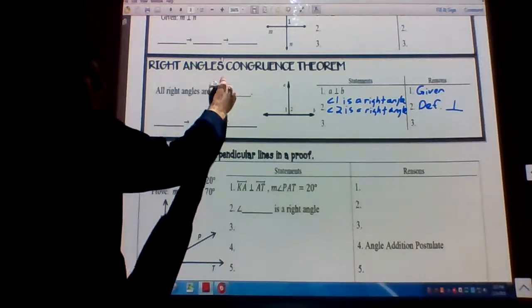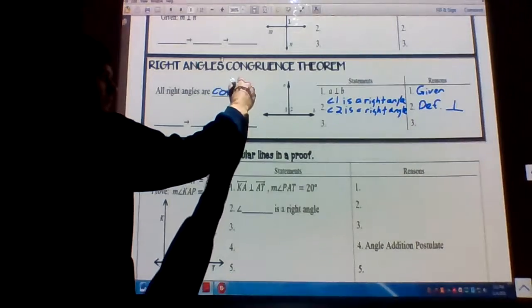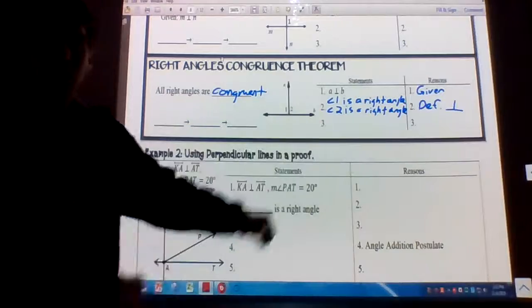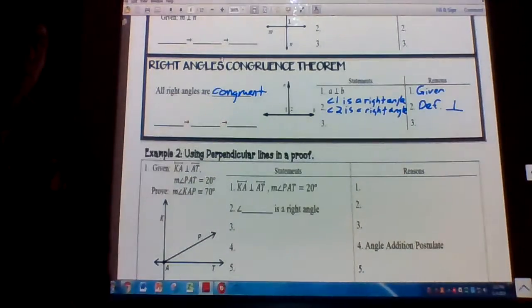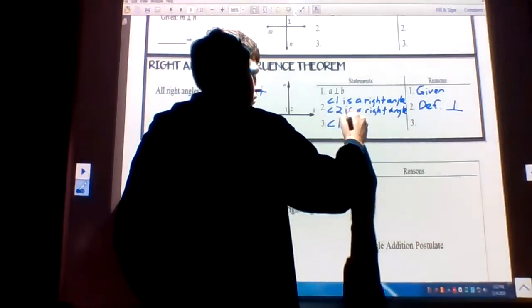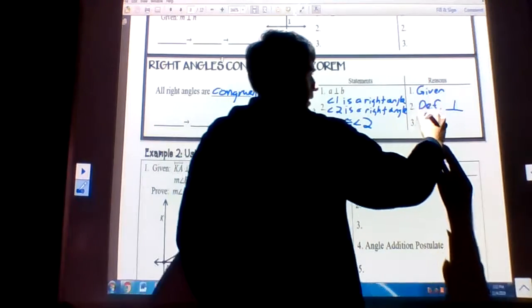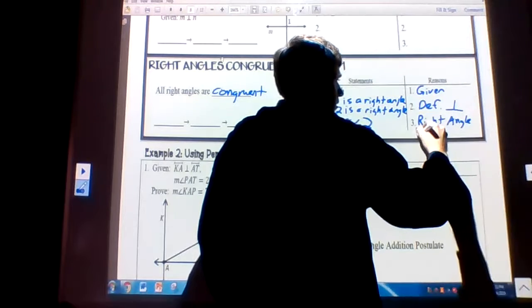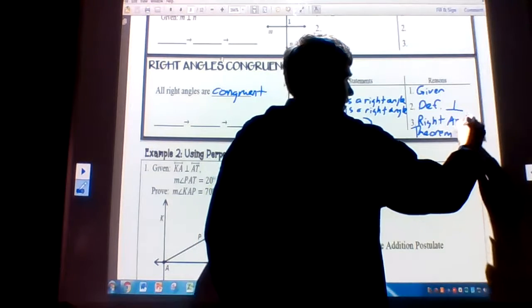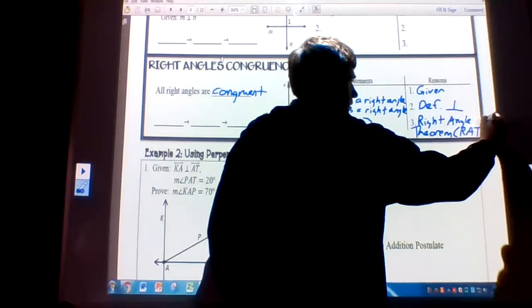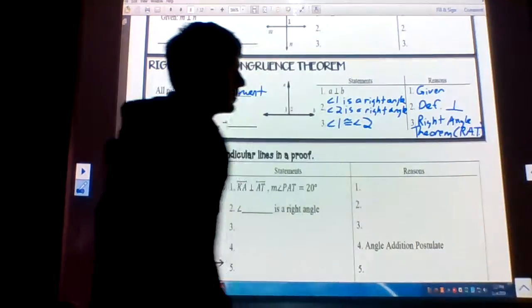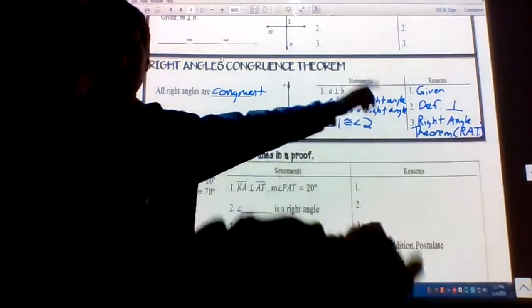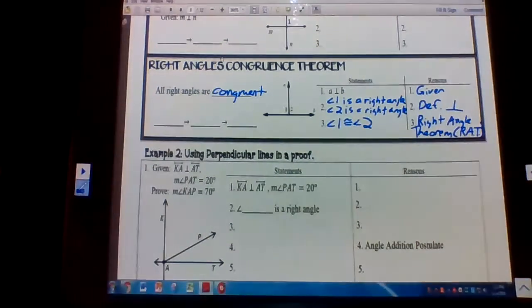The right angle theorem says all right angles are congruent. So since we have two right angles and all right angles are congruent by this theorem, we can say angle 1 is congruent to angle 2, because that's what our right angle theorem says. We can abbreviate that RAT. So you've got two right angles, and they're congruent because the right angle theorem says all right angles are congruent.